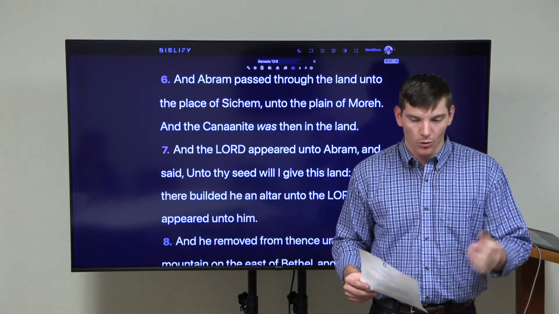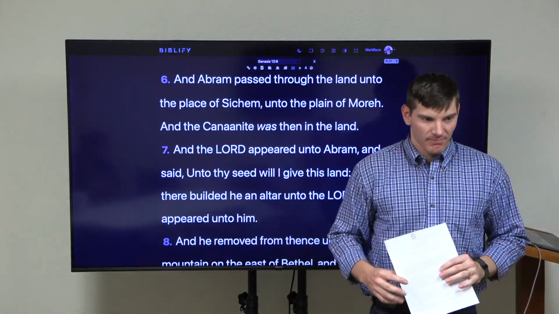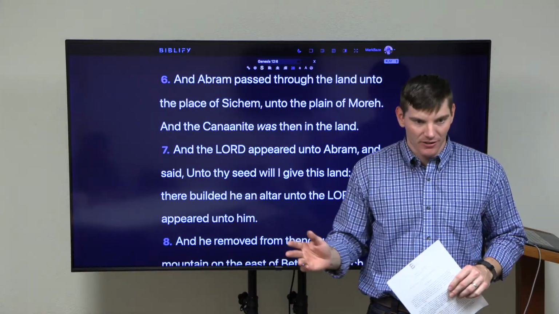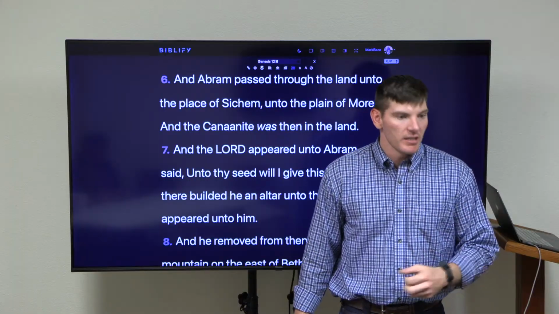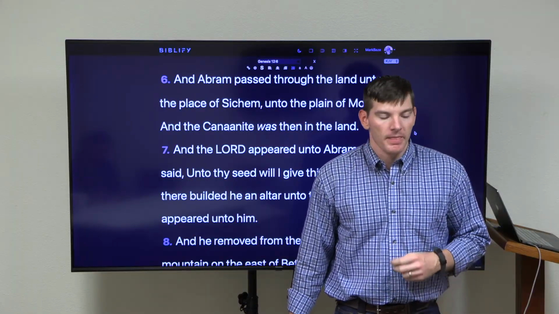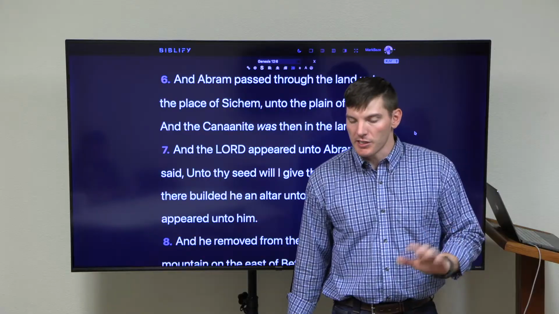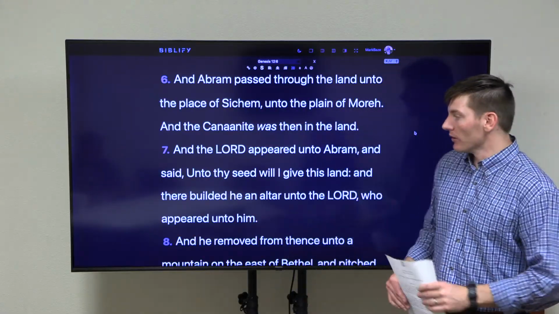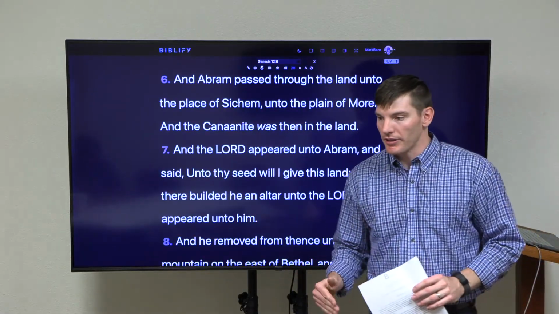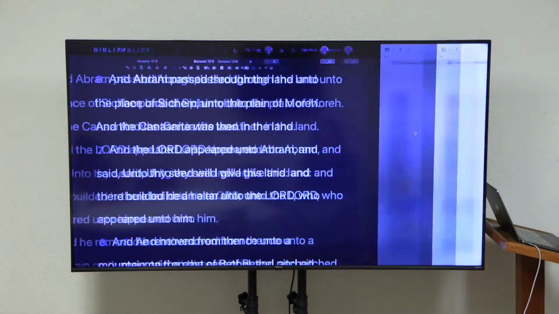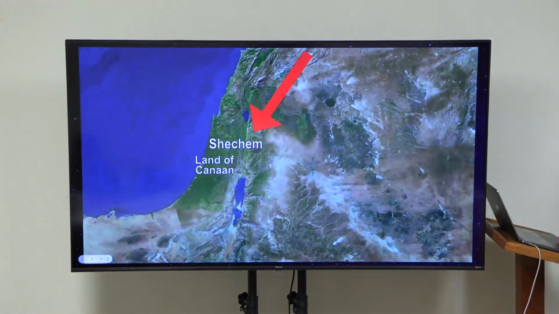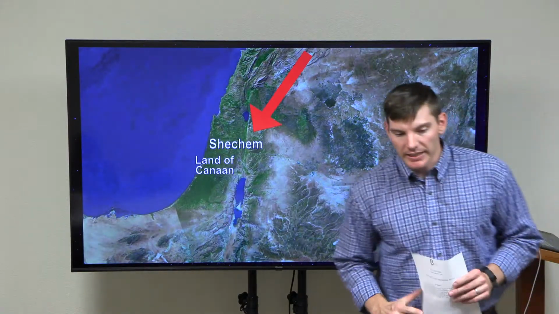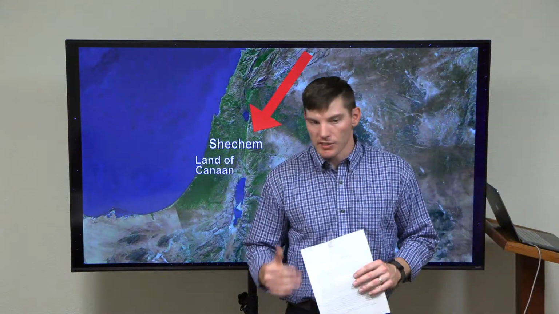When Ham, of course, revealed the nakedness of his father in that interesting story, the Lord said, blessed be the God of Shem, Canaan will be his servant, right? The Canaanites were the descendants of Ham, and that's why it's called the land of Canaan. That's where they dwelled. That's where they were. And so the Canaanites, we're going to see, I'll show that to you in just a moment.